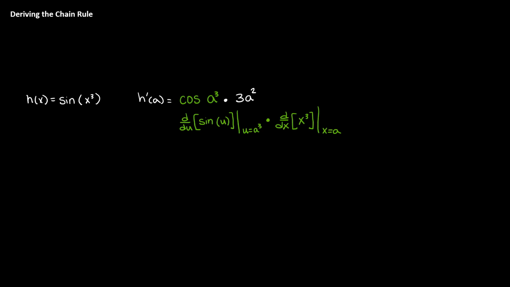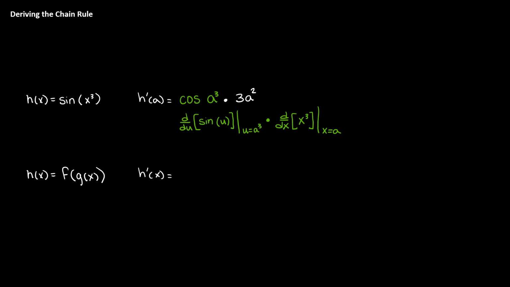So to find this derivative, we took the derivative of sine with respect to the dummy variable u, where we replaced u with a cubed, and then we multiplied that by the derivative of x cubed, where we plugged in a for x. We can generalize this chain rule to be applied to any composite function where we have, say, two functions, f and g. F would be the function on the outer part, and g would be what is plugged inside of the composition.